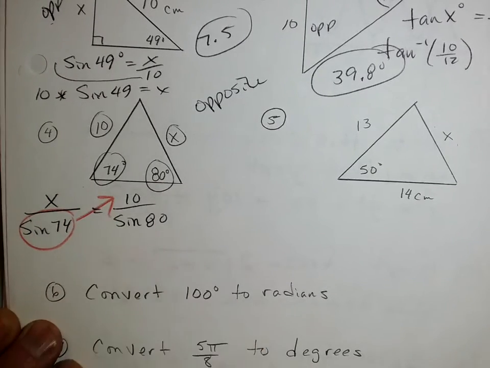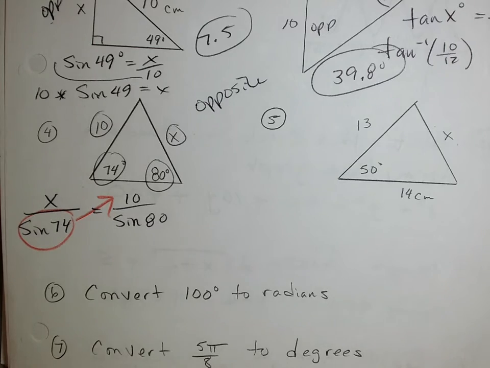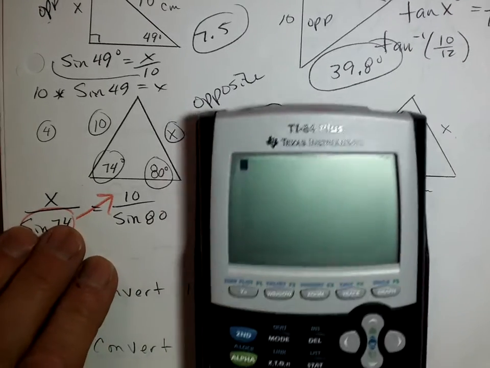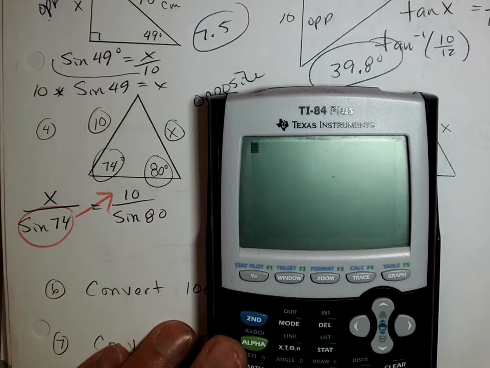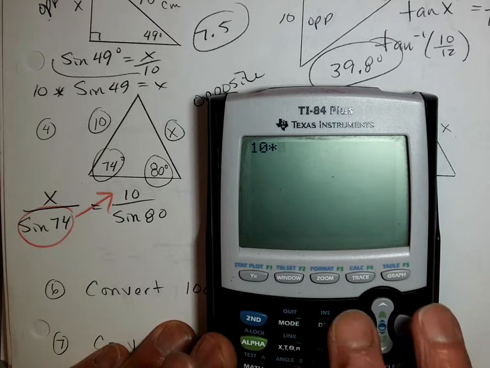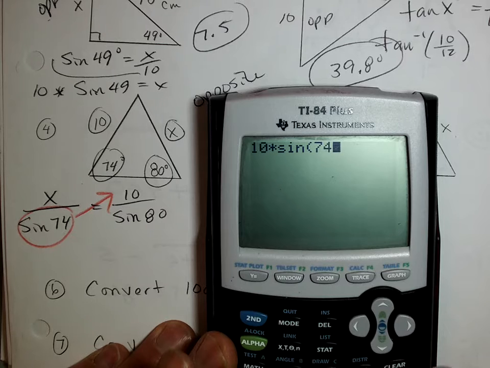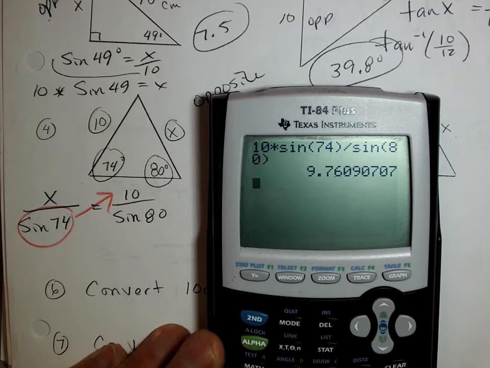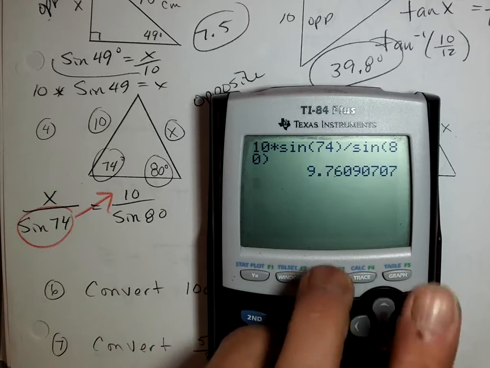Multiply by sine of 74. So I'm just going to multiply in my calculator. We're going to set it up as simply my 10 times the sine of 74, close your parentheses, divided by sine of 80, and I get an answer of about 9.76.